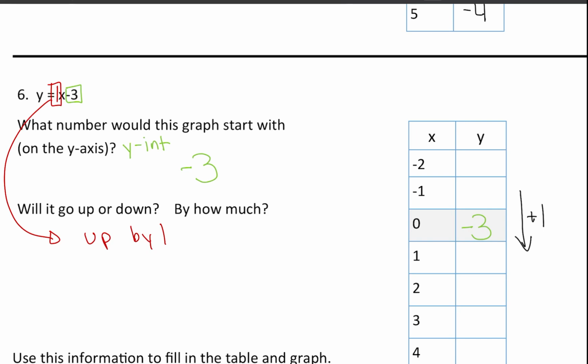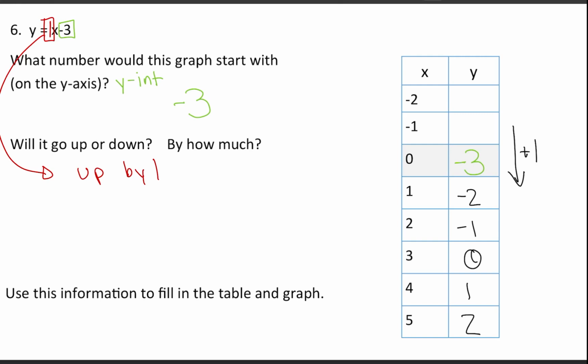So that means after negative 3, we're going to have a negative 2. Then negative 1, then a 0, then a 1, then a 2. Above the negative 3, we'll have a negative 4. Above that is a negative 5.